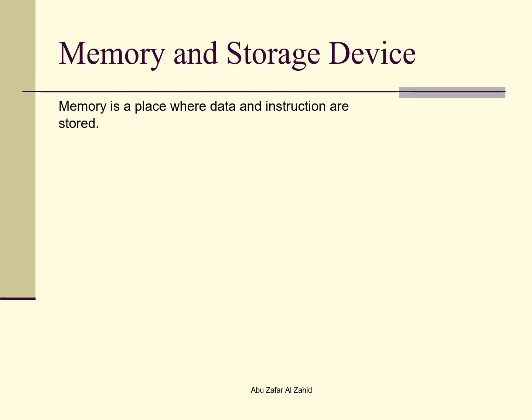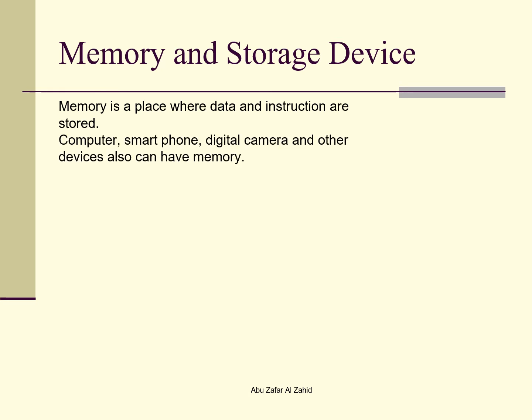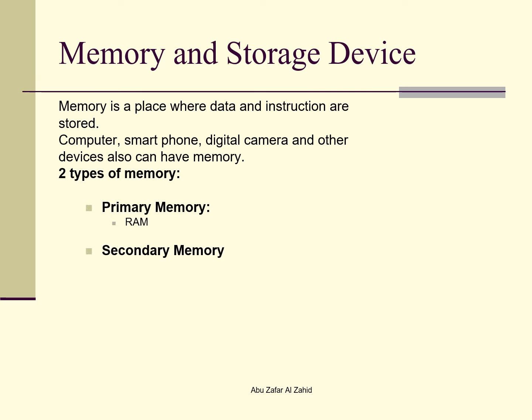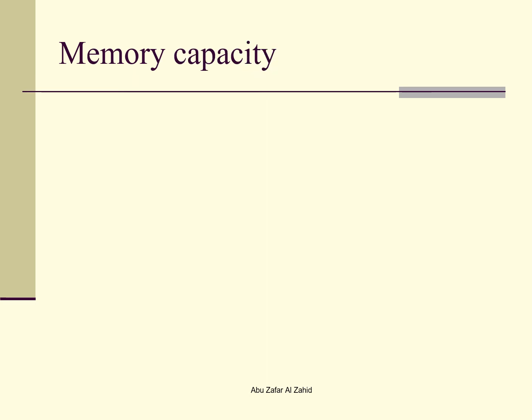Memory is a place where data and information are stored. Computers, digital cameras, smartphones and other devices can have memories. Basically, memory is of two types. First is primary memory. The second type is secondary memory. Primary memory are RAM and ROM. Hard disk, CD, DVD, Blu-ray disc are examples of secondary memory. Pen drive is also an example of secondary memory.